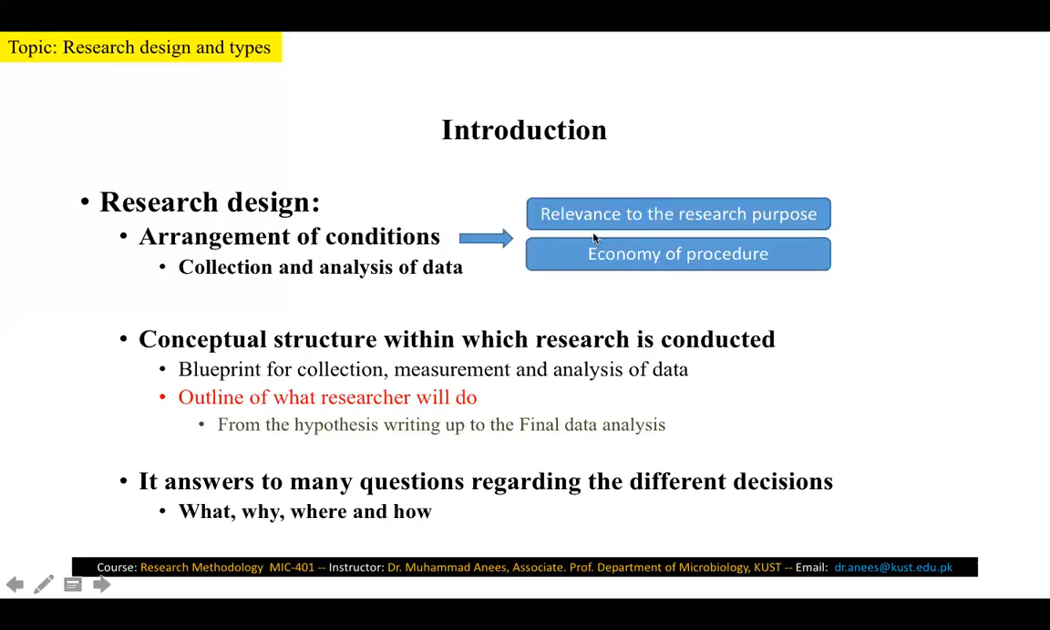And the important thing is that the research should be relevant. Relevant means that it should answer the question you actually want. And secondly, you get all your data with economy, so you use minimum resources in terms of time and money.